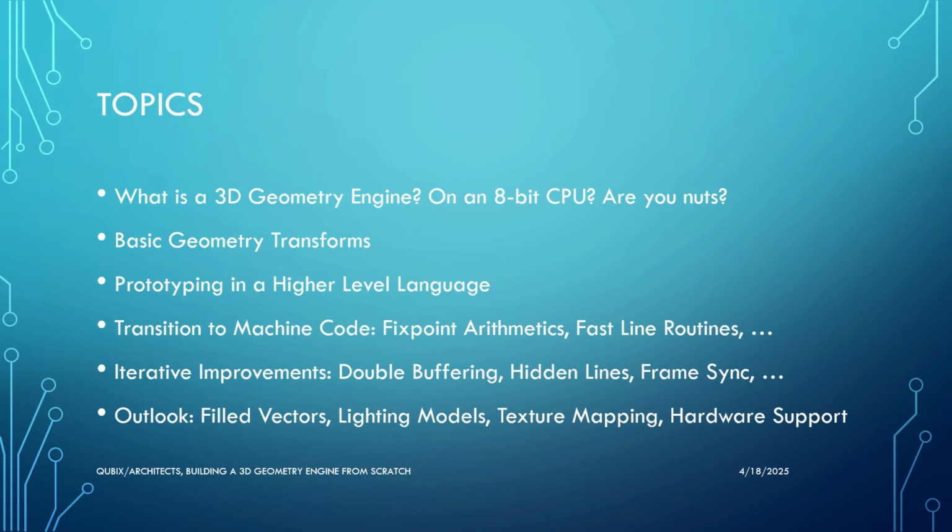We will employ fixed point arithmetic for this, and fast line routines. That being done, we can do iterative improvements to improve the visual result, which amounts to double buffering, hidden lines, and frame syncing. I will also give an outlook on what is necessary to advance beyond the showcase demo at the beginning: filled vectors, lighting models, texture mapping, and hardware support.